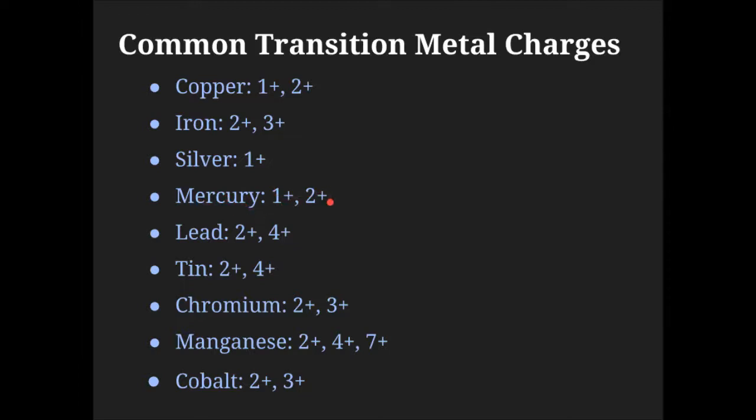Mercury has a 1 plus and a 2 plus. Lead has a 2 plus and a 4 plus. Tin, 2 plus, 4 plus as well. Chromium has a 2 plus and a 3 plus like iron. Manganese can have a 2 plus, a 4 plus, or a 7 plus. And then lastly, we have cobalt, 2 plus and 3 plus. So we need to get this written down, and at some point in the next week, you need to be able to identify what the different charge is for a particular metal.